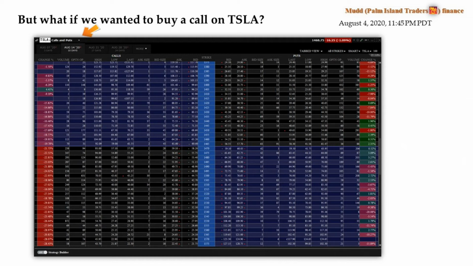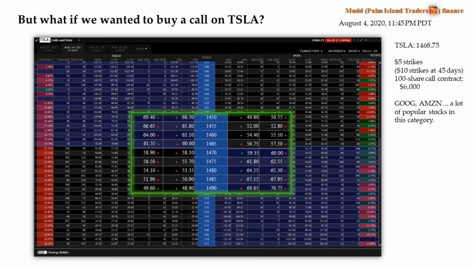But the reason that we may not be able to trade this is because Tesla isn't trading at $65 like AMD. Tesla's trading at this time for $1,468.75 at that moment. And again, that was before their 5-1 stock split. To evaluate this, once again, let's take a small selection of strikes out of the middle of this chain and work with those. So, for example, we see that if Tesla's at 1468, we're looking at $5 strikes. There were $10 strikes at 45-day contracts and later.